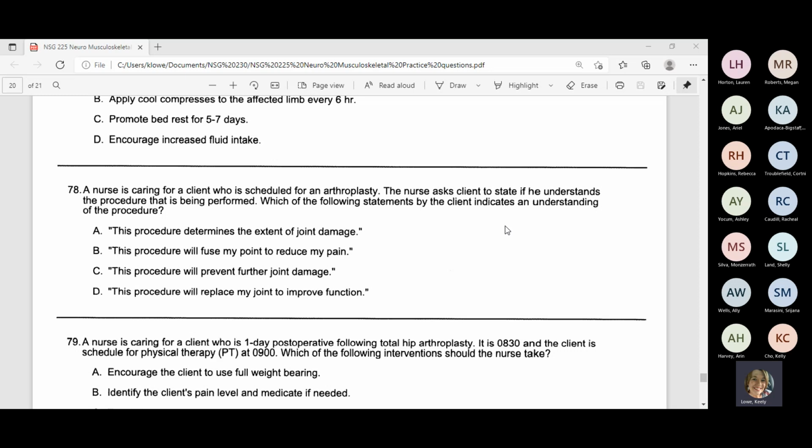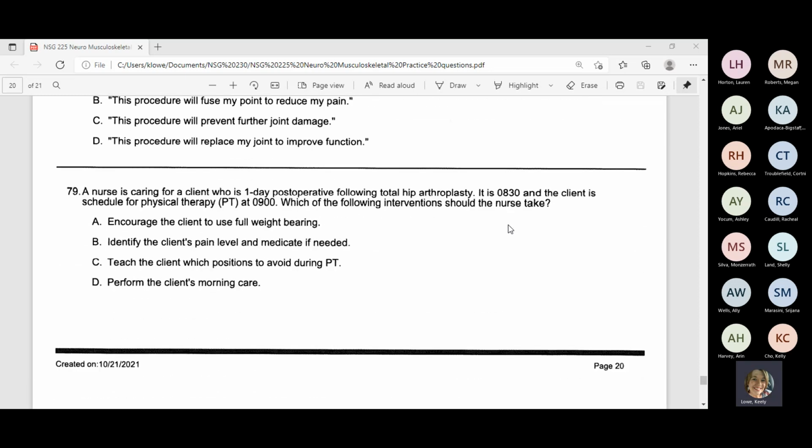Okay. Nurse is caring for a client who is 1 day post-op following total hip arthroplasty. It is 8:30 and the client is scheduled for physical therapy at 9. Which of the following interventions should the nurse take? B. Yes. So anytime we're thinking about physical therapy or getting up and walking or anything like that, we want to assess for pain and pre-medicate about 30 minutes before they're going to do activity. So identify client's pain level and medicate.